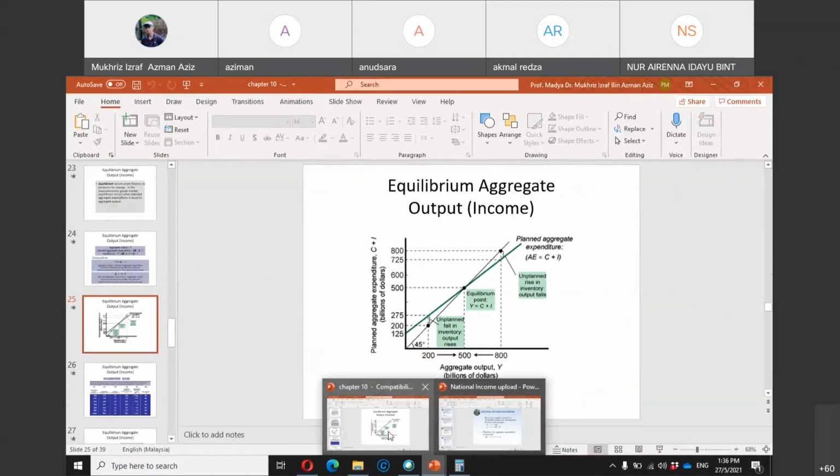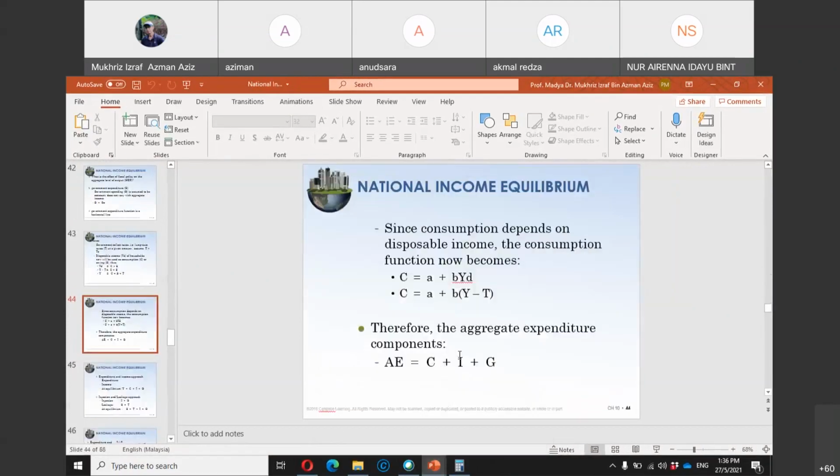But if you include government into the equation, now aggregate expenditure is equal to C plus I plus G. So this is the three-sector economy that we mentioned earlier. This is what you learned before, right?